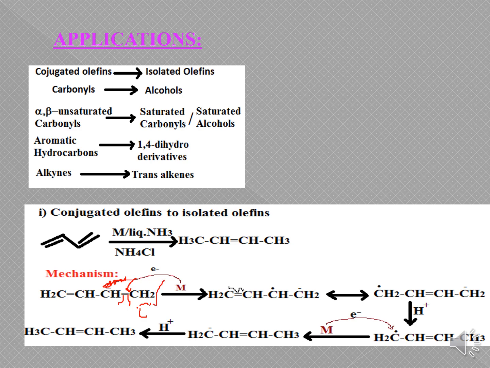That radical will combine with the electron. Whatever electron the metal is giving, that electron will combine and form a negative charge, and the one more radical present on this carbon atom will stay as it is, okay. So what you are getting is a radical formation towards this side, and a negative charge, that is your anion formation.